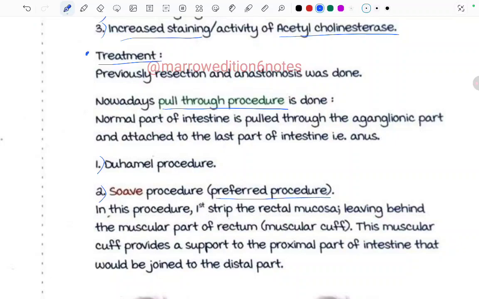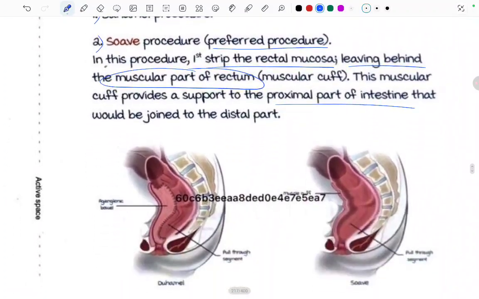In this procedure, first the rectal mucosa is stripped, leaving behind the muscular part of the rectum, called the muscular cuff. This muscular cuff provides support to the proximal part of the intestine that would be joined to the distal part.